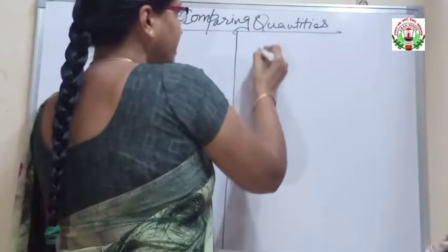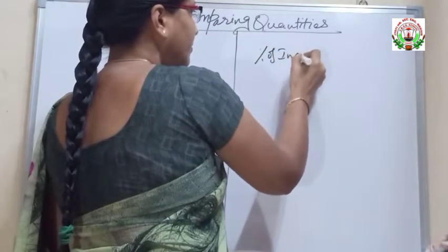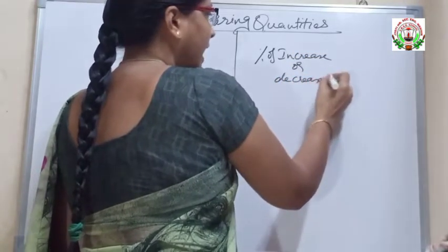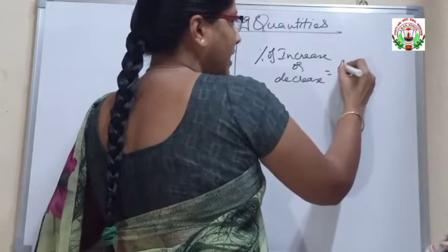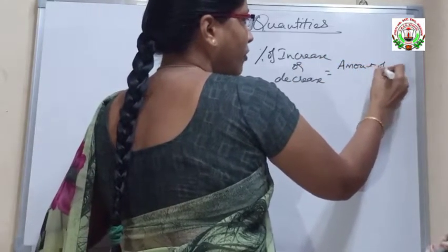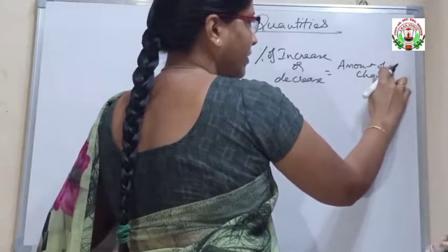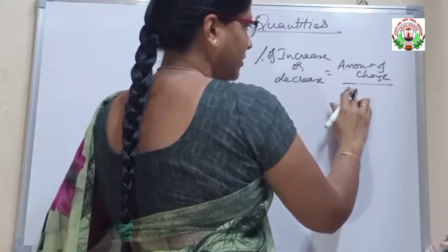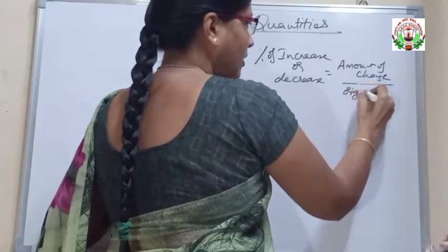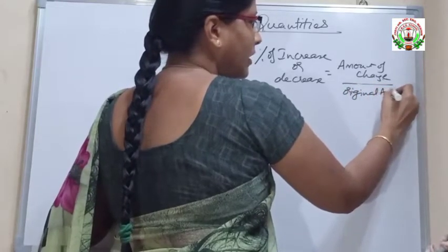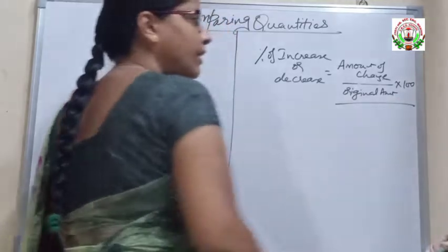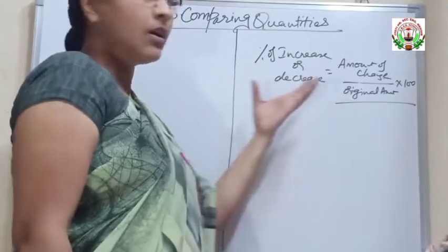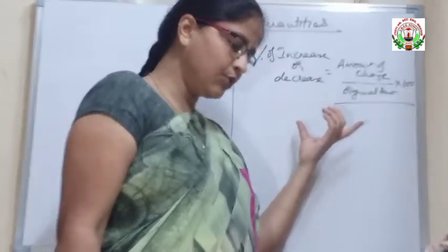See, I think you remember it, percentage of increase or decrease. I have given you the formula, that is amount of change by original amount into 100. So we are going to use this formula to solve the question of the third one, fourth one also.